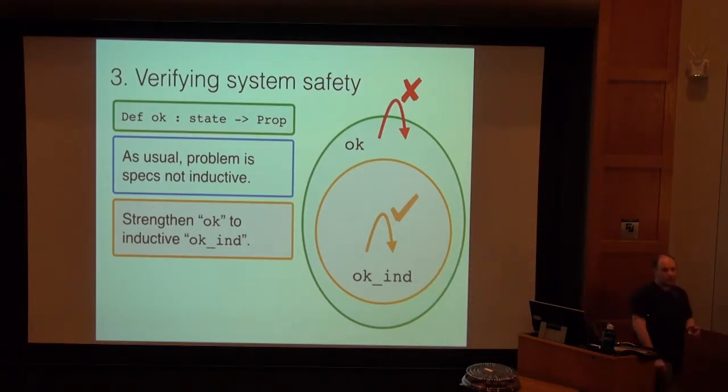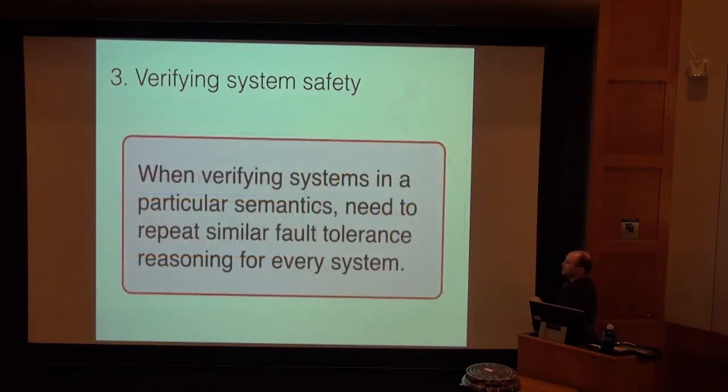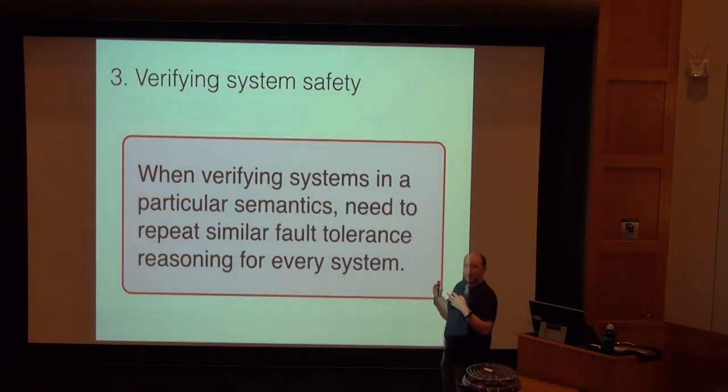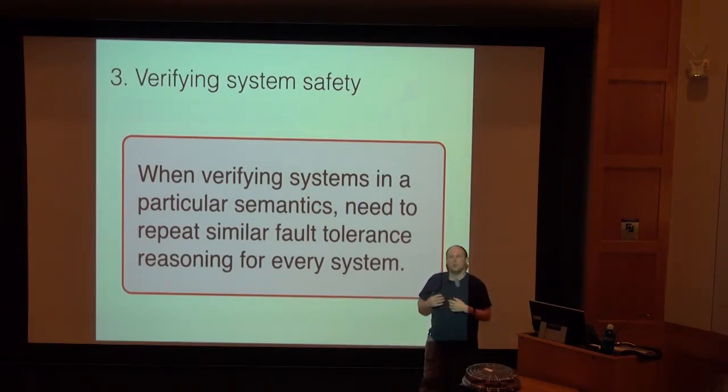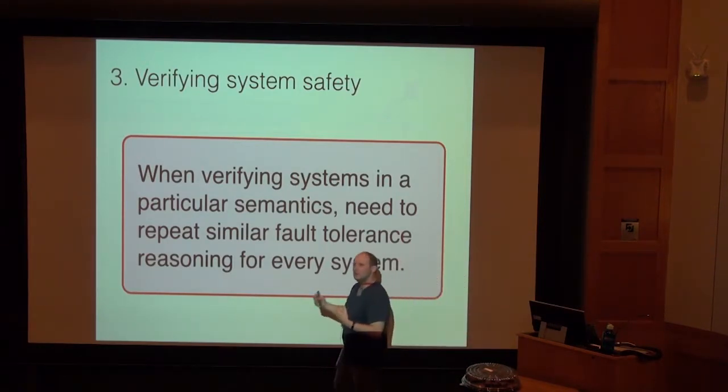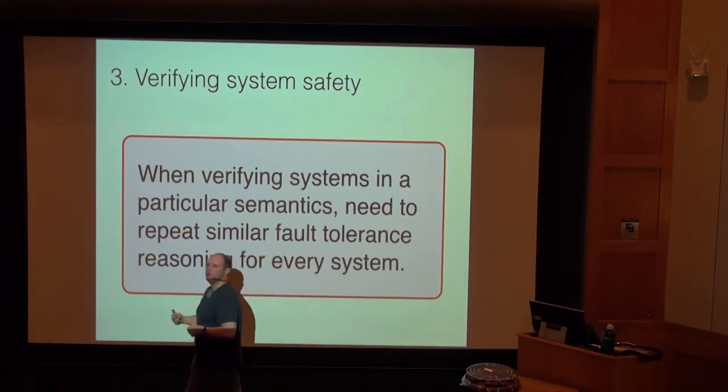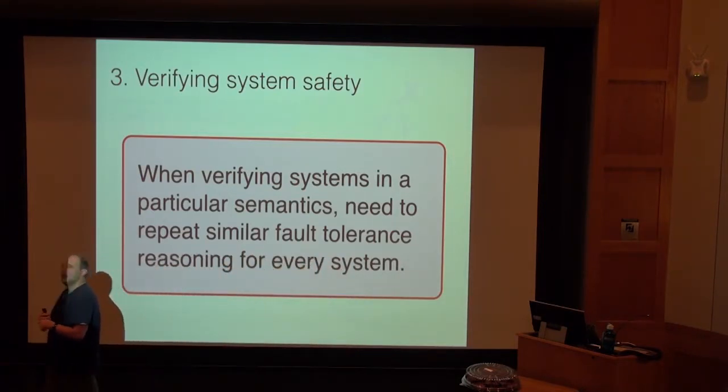But there's a second problem, right? So we've already seen this problem. There's a second problem when we start to verify these distributed systems, which is that for a given target semantics, for a given kind of network, a given environment we want to execute in, the way we handle faults in that semantics is going to be the same across systems over and over. And if we don't do something about it, we're going to end up doing the same kind of proof, the same kind of reasoning for all those systems.